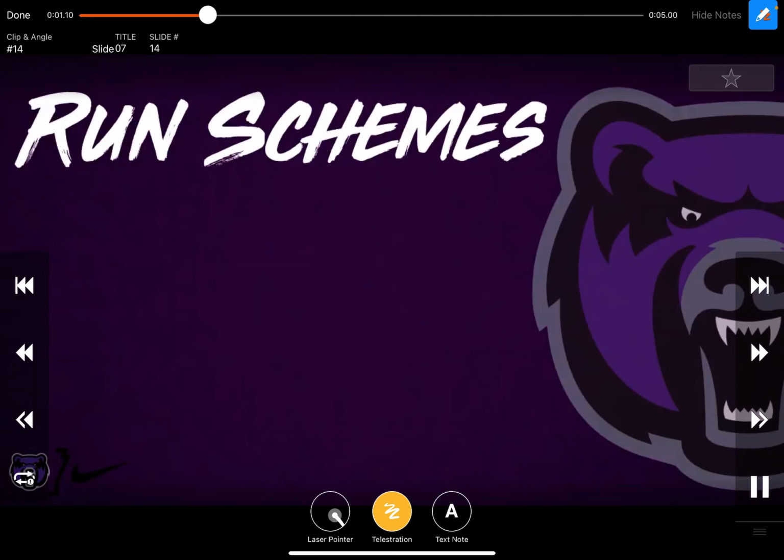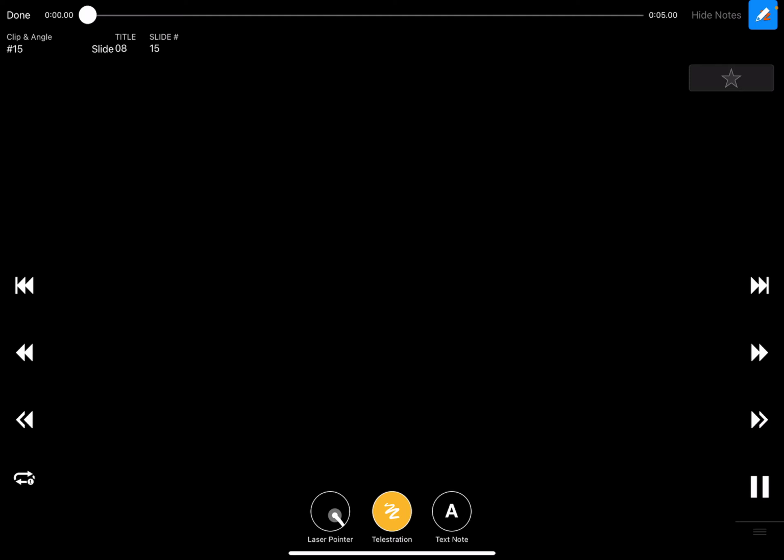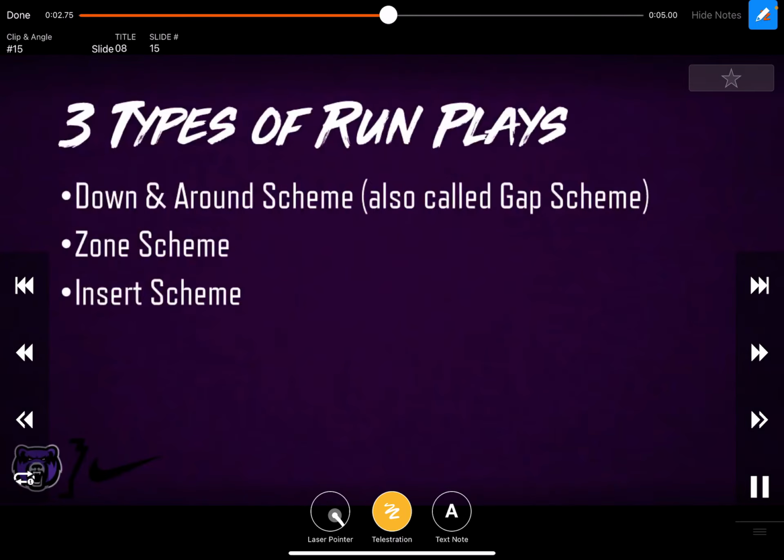Now we're going to get into schemes. We've talked a little bit about just the basics of blocking in the run game, but now I want to talk about different schemes. Basically, when you break it all down, there are three real types of run plays out there. There's a ton of different run plays and run schemes, but they all fit into three categories.